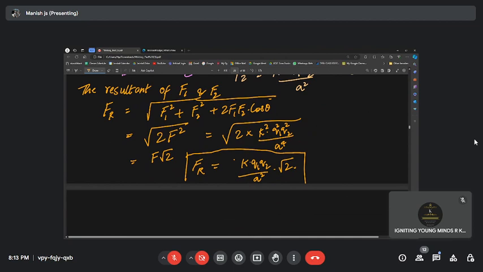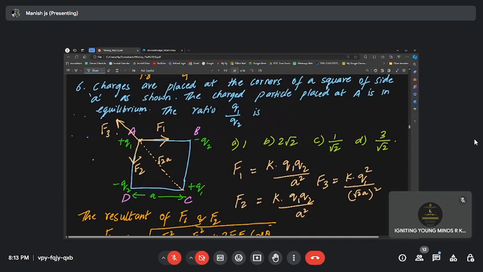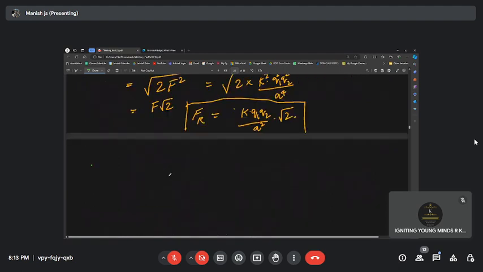So once you have the resultant for F1 and F2, now let us apply the equilibrium condition. So for the equilibrium condition, what happens? Here at equilibrium, this resultant should be equal to the other force which is going to act. So Fr is equal to F3, sir. Exactly. So for equilibrium condition, your resultant Fr should be equal to F3.